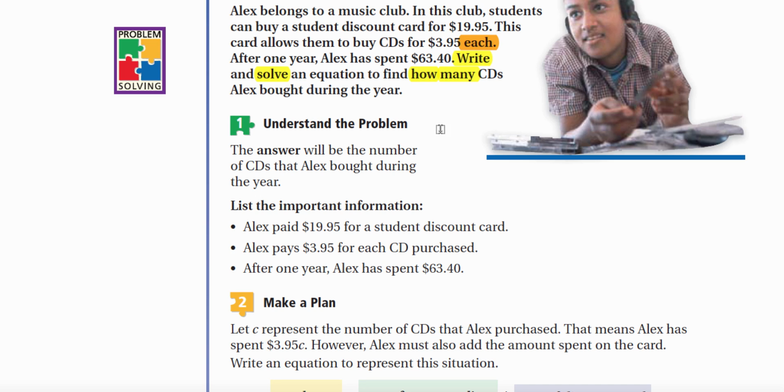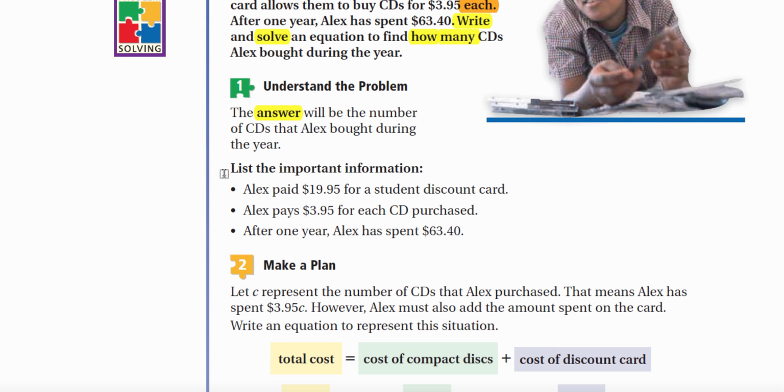So, can we understand the problem? The answer that we're going to get will be the number of CDs that Alex bought during the year. I always tell my students to try and find the how, the what, the when, the where, and the why, and that usually helps us figure out what's being asked of us. So let's list all the important information.